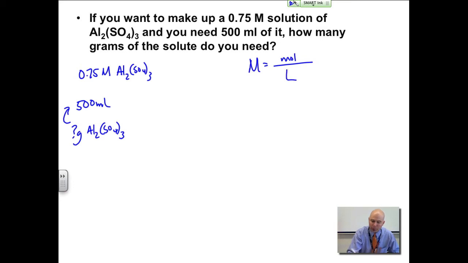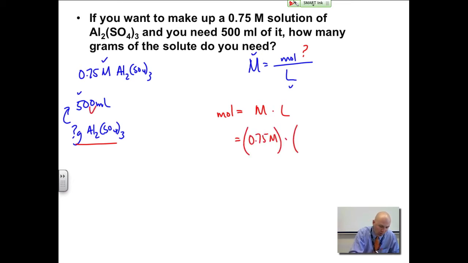Moles per liter. I'm giving you the molarity. I'm giving you the liters. You need to solve for the moles, which then can be changed into grams. So let's rewrite the equation. Molarity times liters, 0.75 molar times 0.500 liters. When I multiply those two, I get 0.375. That's my moles, right? Because that's what I was solving for here.